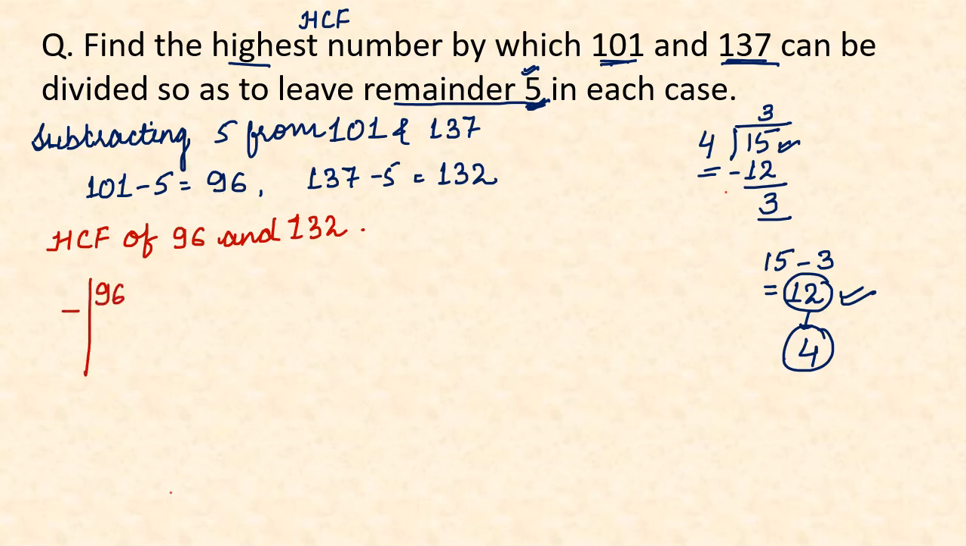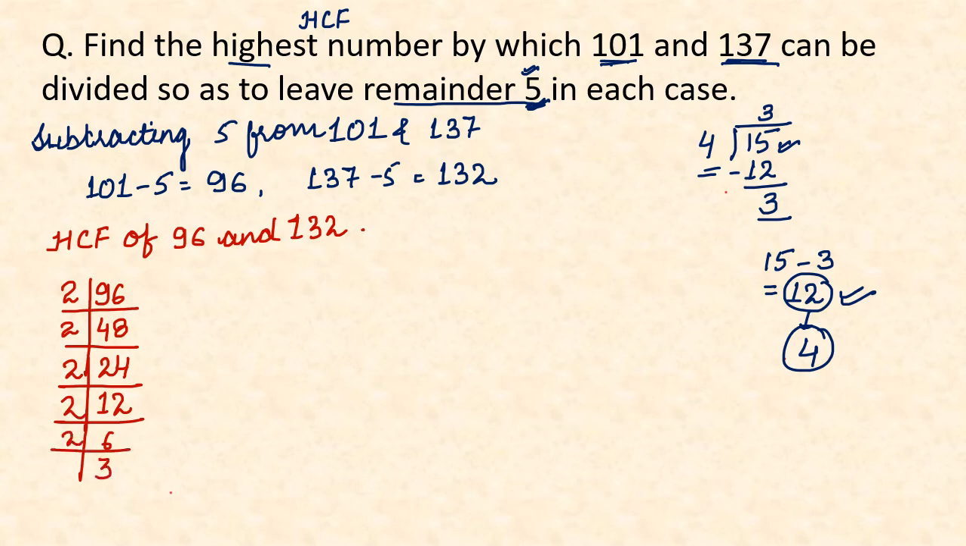So 96 is divisible by 2. 2 48s are 96. Divide 48 by 2 now. 2 24s are 48. Again divide by 2. So 2 12s are 24. Then 2 6s are 12. 2 3s are 6. And 3 1s are 3.